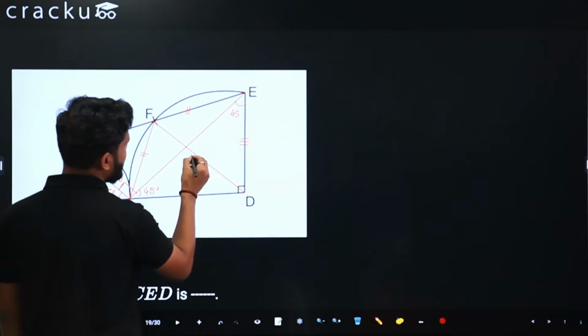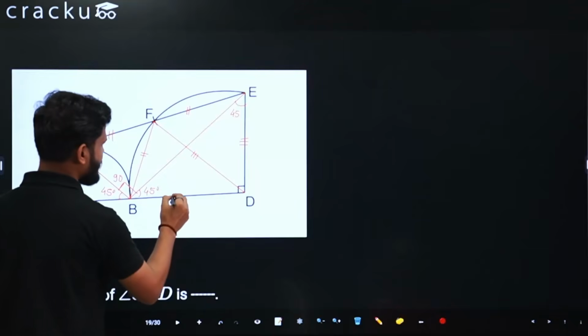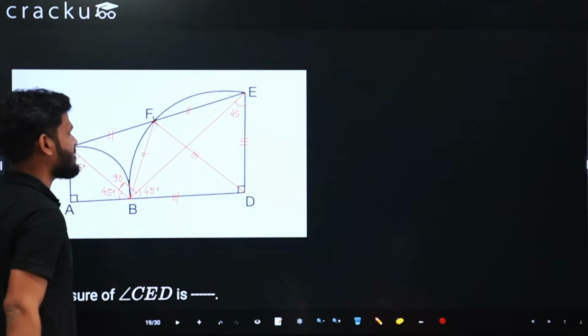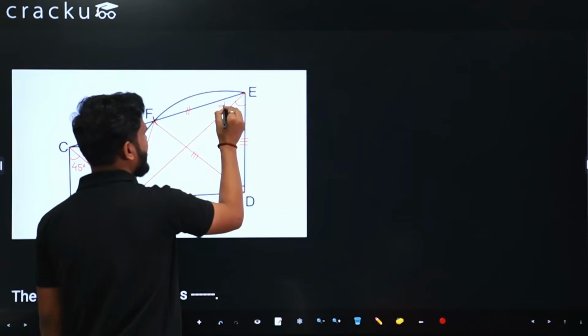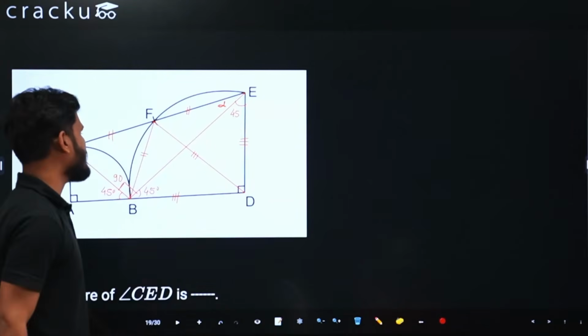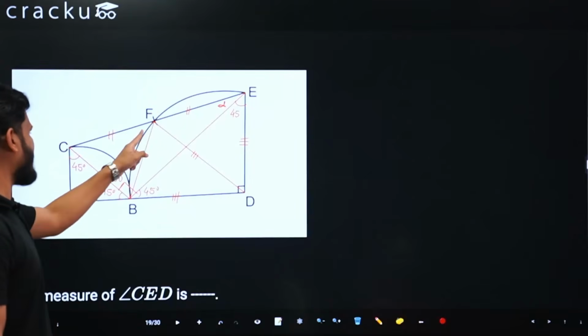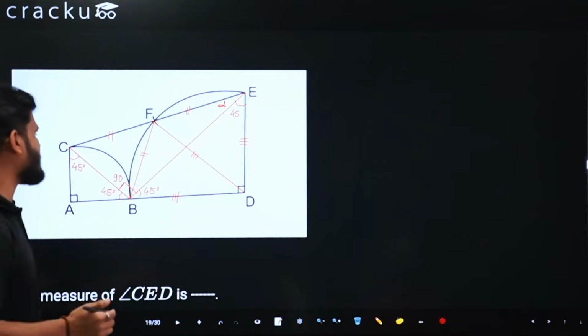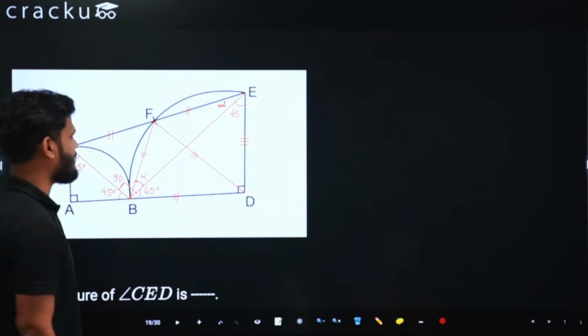DF is also radius, so this will be equal. Similarly, DB is also radius, so this will also be equal. Let us say this angle is alpha. Now in triangle FBE, FE and FB are equal, so this is isosceles. So this will also be alpha.